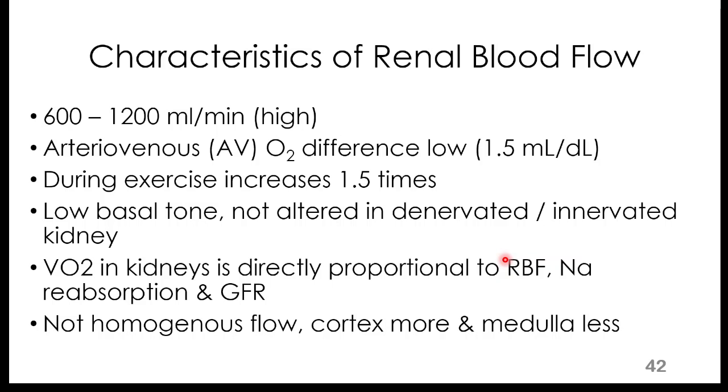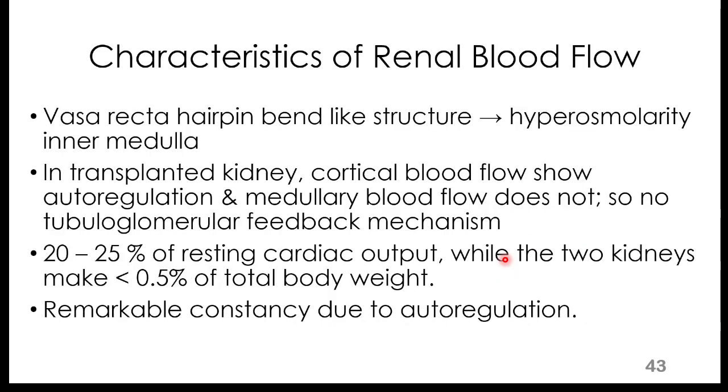Another thing is the VO2, the volume of oxygen consumed. The VO2 in the kidneys is directly proportional to the renal blood flow, sodium reabsorption, and glomerular filtration rates. And as we said earlier, the blood flow is not homogeneous. About 90% or so of the total renal blood flow goes to the cortex. The hairpin bend of the vasa recta is necessary for the high osmolarity of the inner medulla.